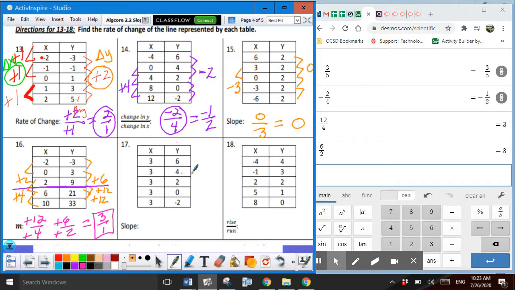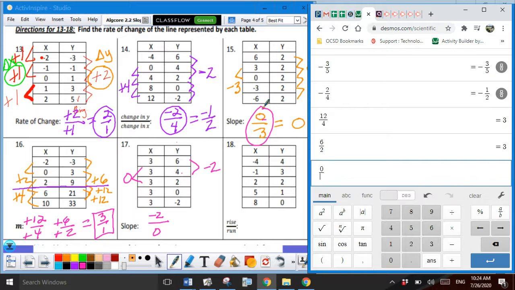6 to 4, 4 to 2. Hopefully you see that that is a negative 2. What's going on over here? That's a 0. So again, y's go on top. So negative 2 over 0. Well, can I divide by 0? I mean, I know I can do this one.